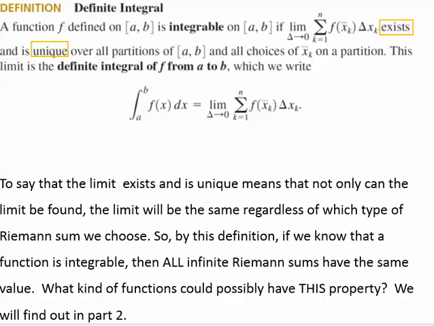To say that the limit exists and is unique means that not only can the limit be found, the limit will be the same regardless of which type of Riemann sum we choose. So by this definition, if we know that a function is integrable, then all infinite Riemann sums have the same value. Now, what kind of functions could possibly have this property? We'll find out in part 2.